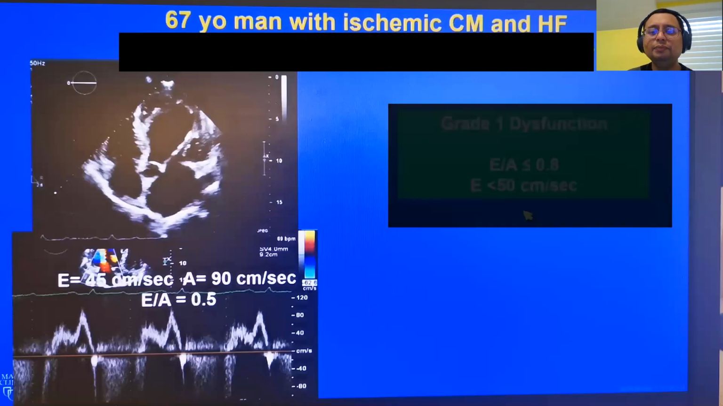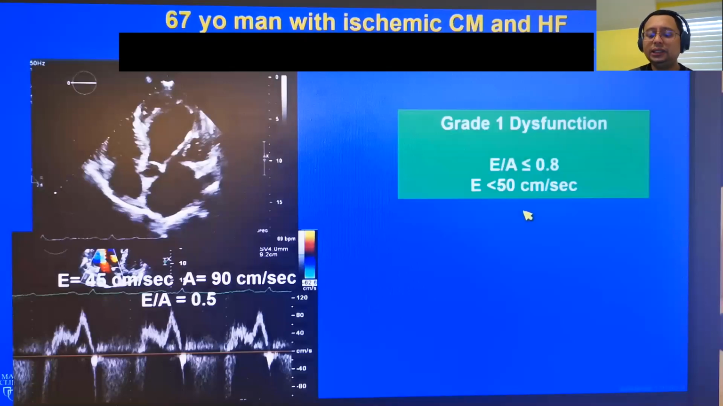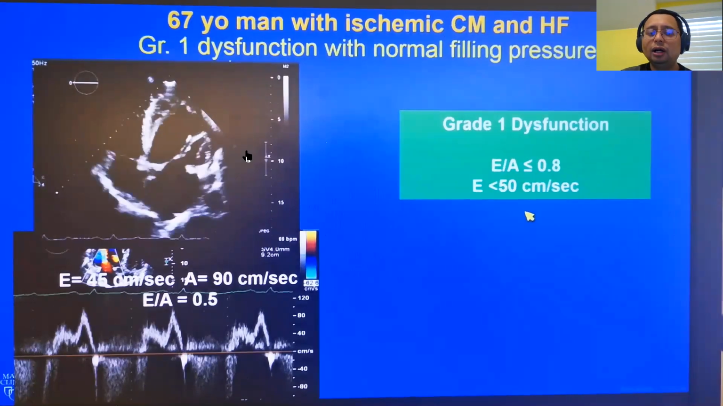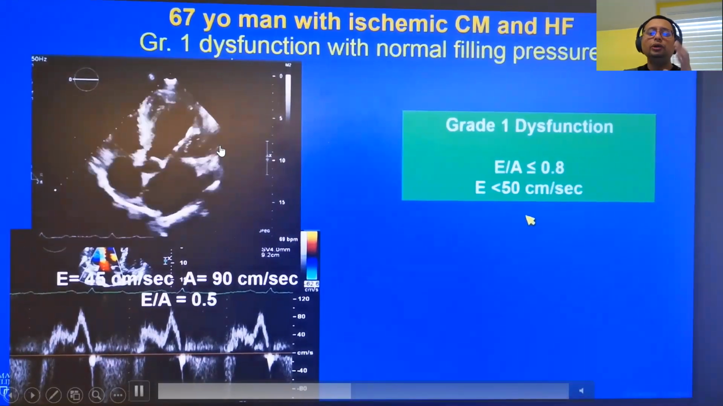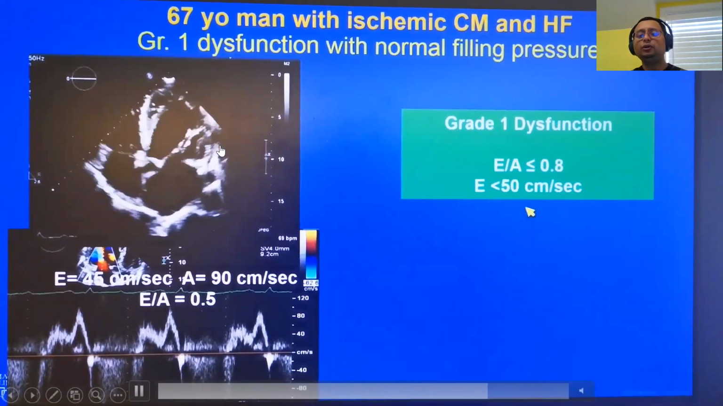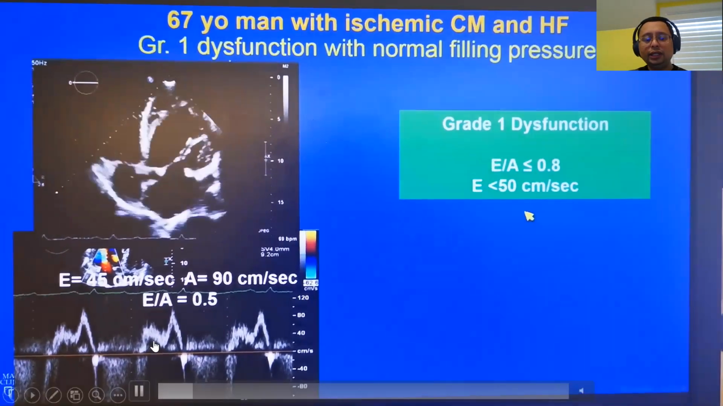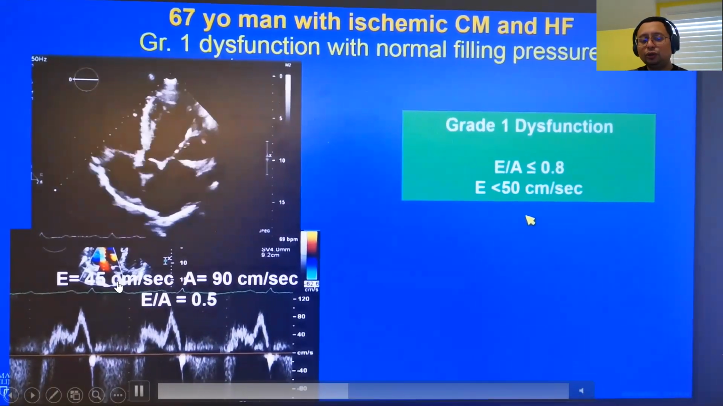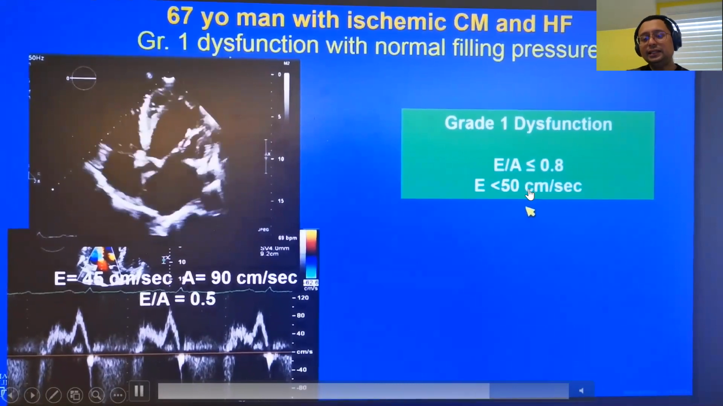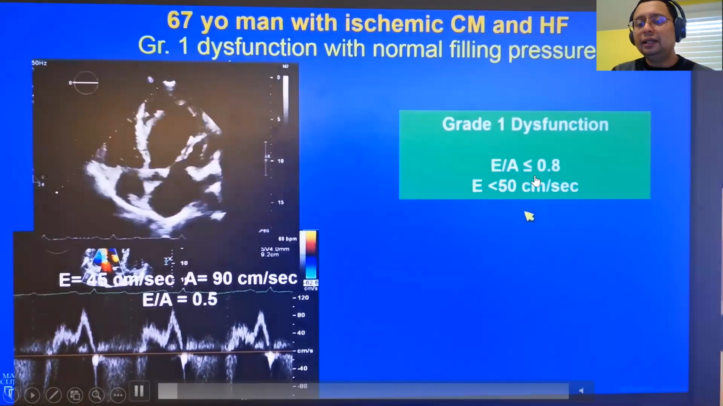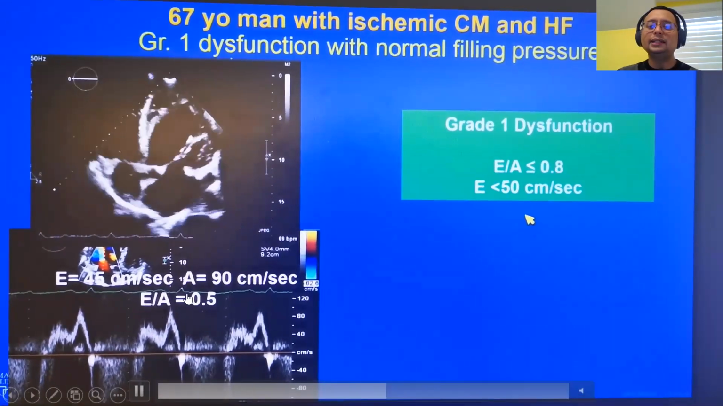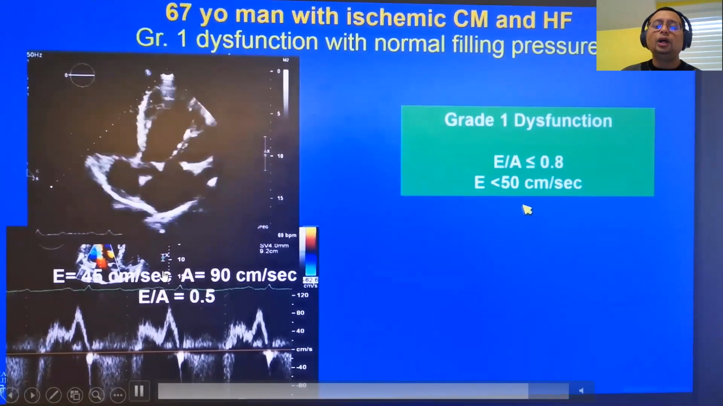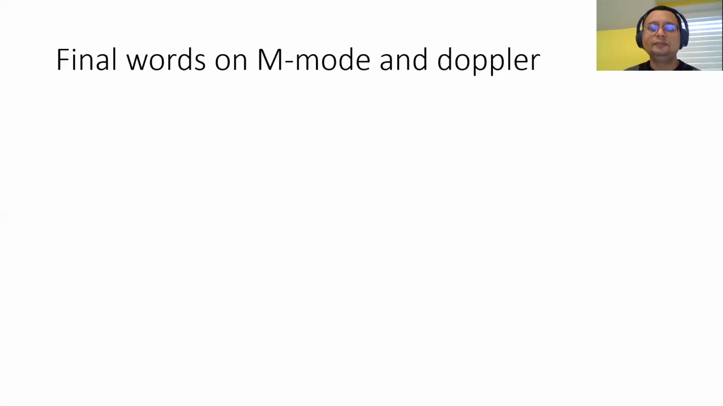So this is a patient with ischemic cardiomyopathy, all right? This is also the same. The patient has myocardial disease. You don't need to go to algorithm 1. You go straight to algorithm 2. Your E is 45, and E over A is less than 0.8. So this is grade 1 diastolic dysfunction. The patient has normal filling pressure, all right?